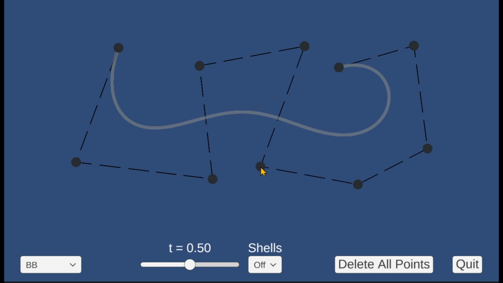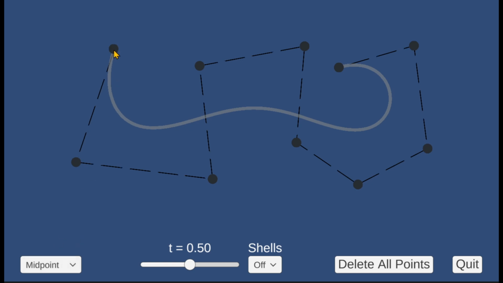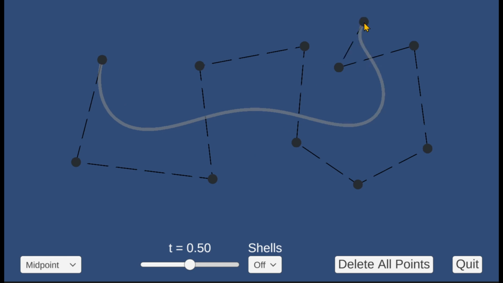Bernstein basis form is calculated the same way as before, but now we track the x values as well. Another method, midpoint subdivision, was similar to NLI, but the curve becomes more accurate the more times the algorithm is recursed through.